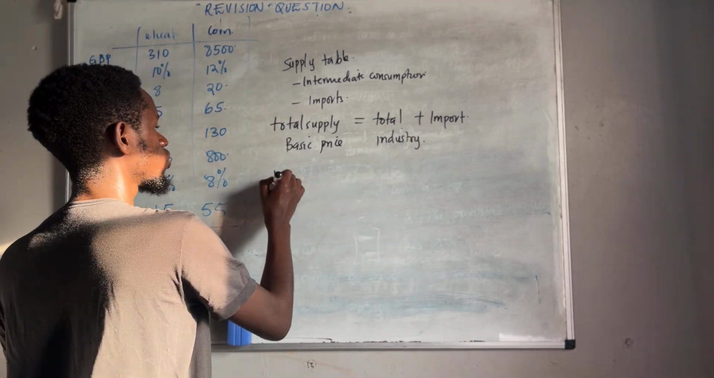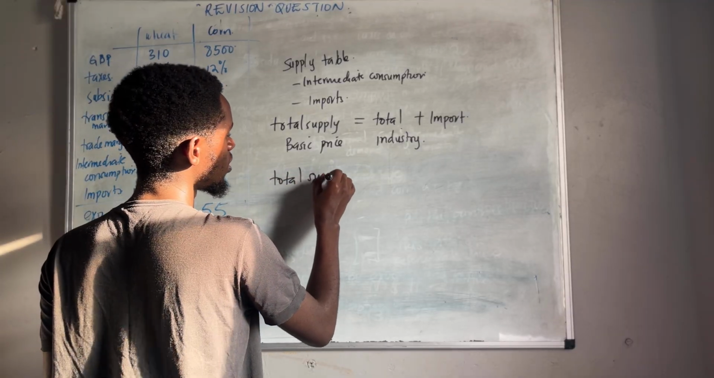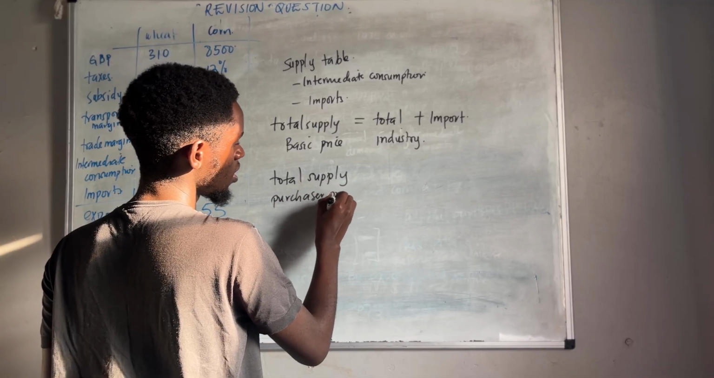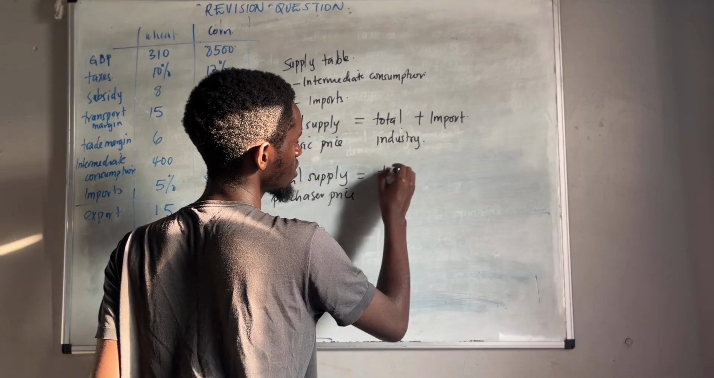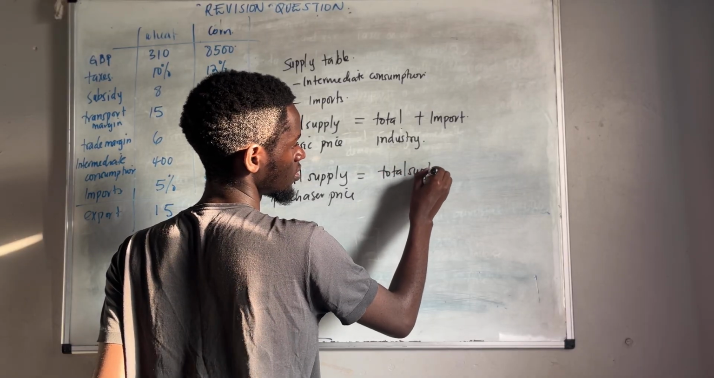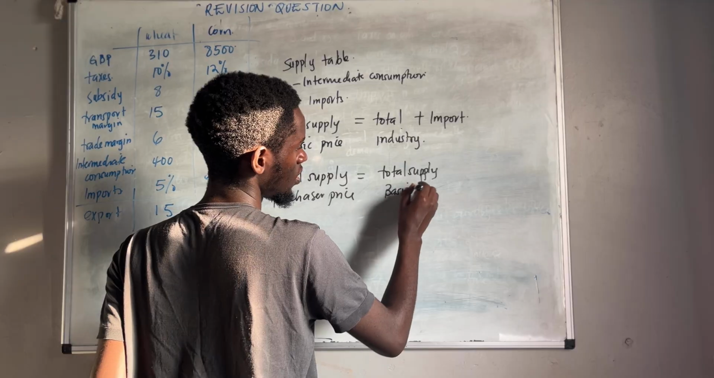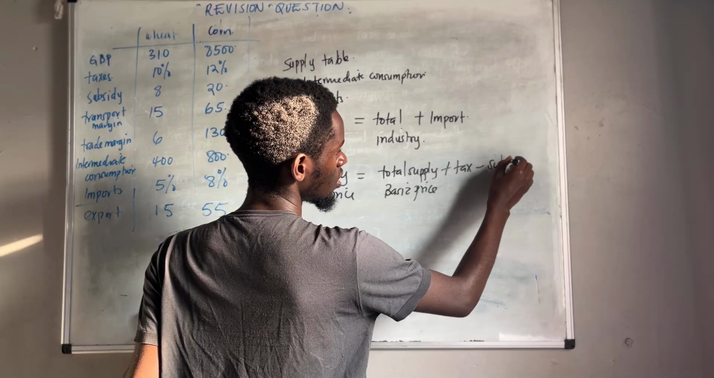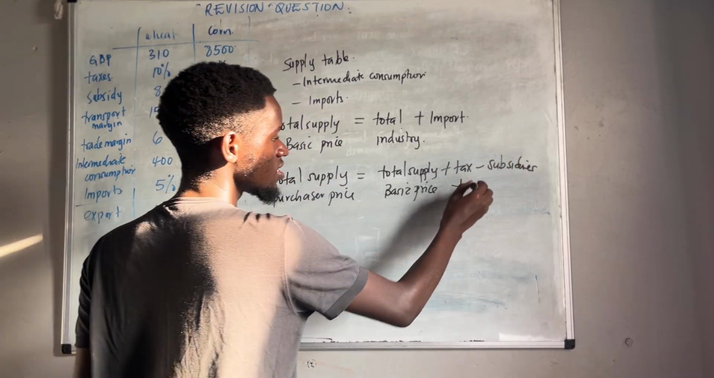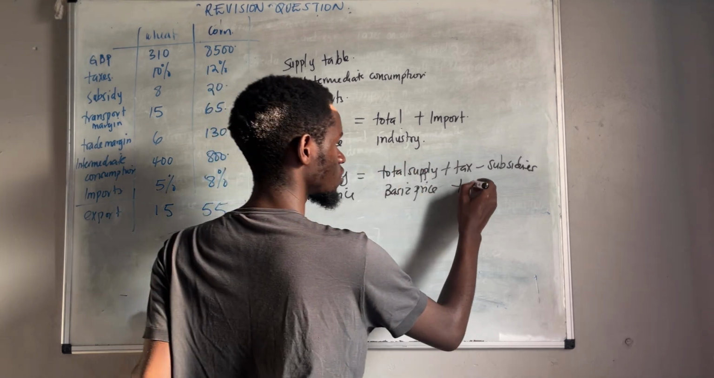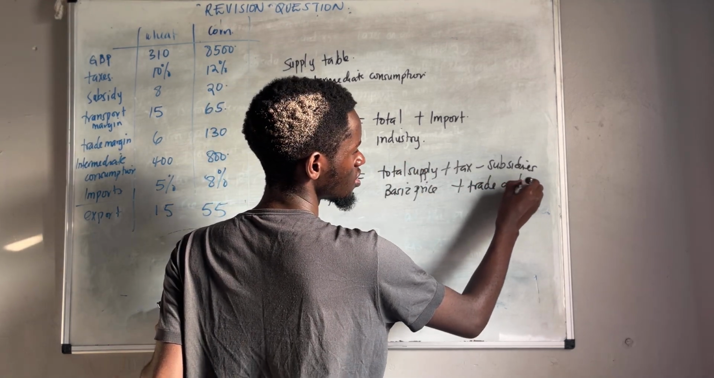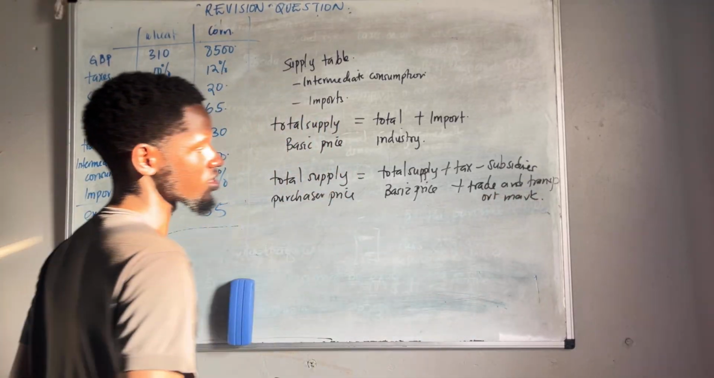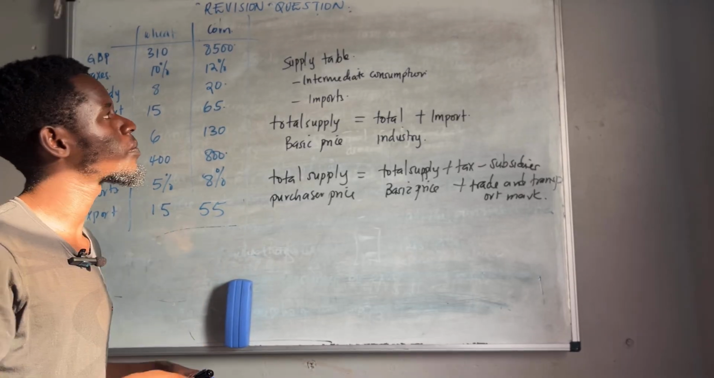And then if you want to get the total supply at purchaser's price, you just need to have the total supply at basic price, we add taxes less subsidies, and then we add our trade and transport margins, just as simple as that. We call this table the supply table.